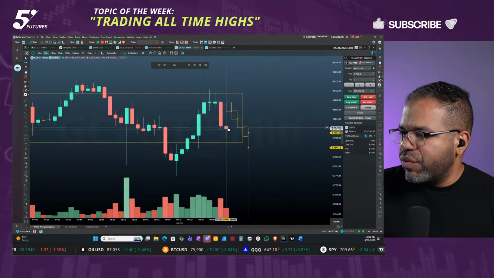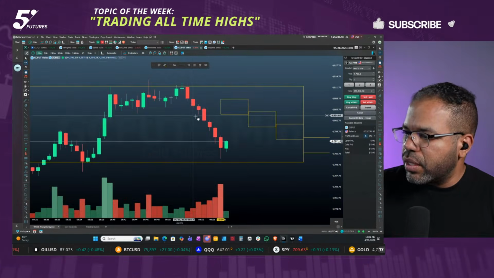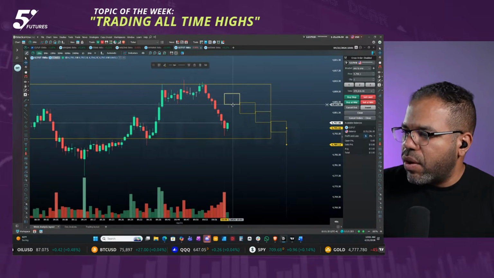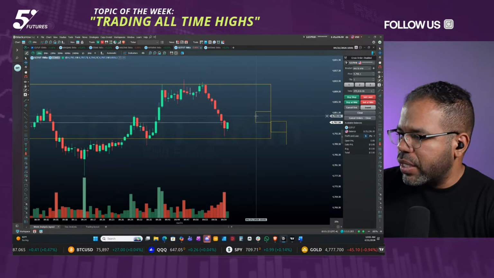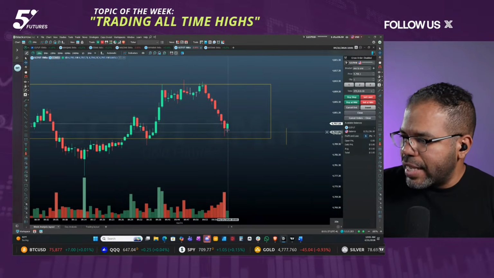So let's see if this can be sustained though. Oh, this is a 5-minute chart. Sorry, I thought this was a 1 minute. It looks much better on the 1 minute. This looks controlled. This is a nice pullback.